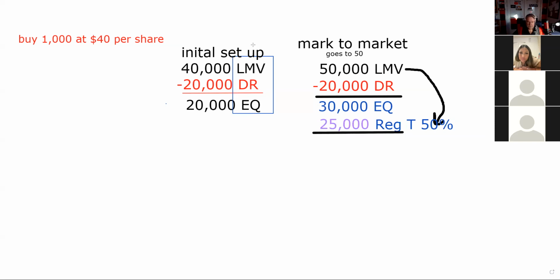Now, by the way, again, the key point is you've got to be able to do the classic margin equation, right? All right. So you have $5,000 in excess equity.